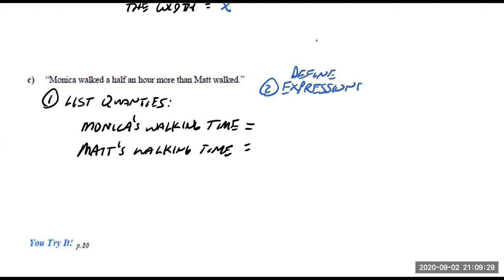Again, it starts out Monica walked. So Monica is directly related to the time that Matt walked. Monica walked a half an hour more than Matt walked. So in this case, if we let x equal the amount of time that Matt walked, then for Monica's walking time, all we need to do is add a half an hour to that. So Monica's walking time is a half an hour more than the time that Matt walked.